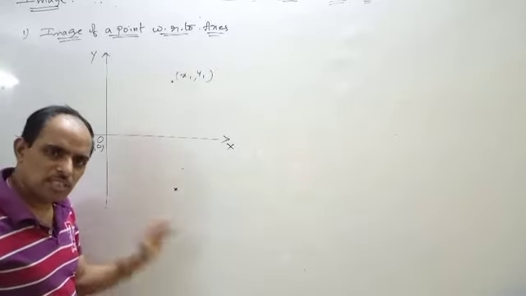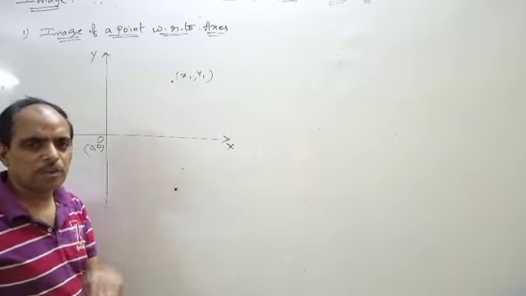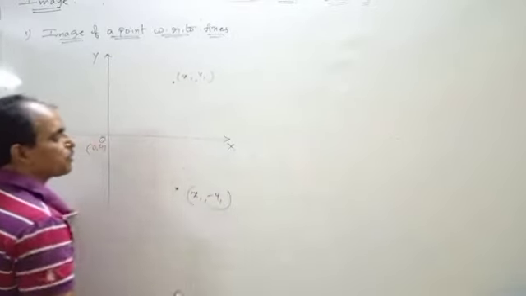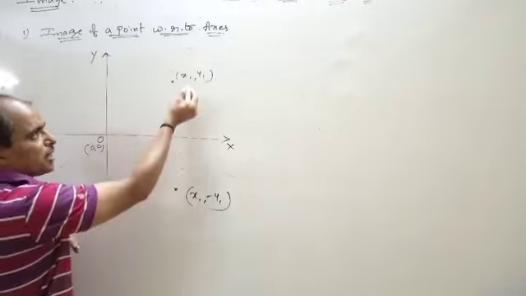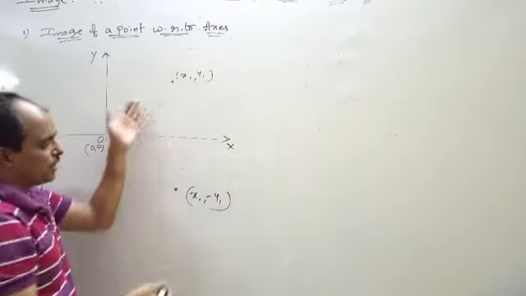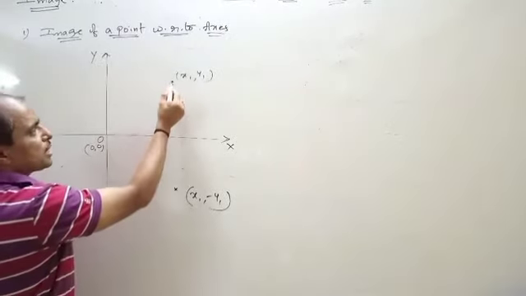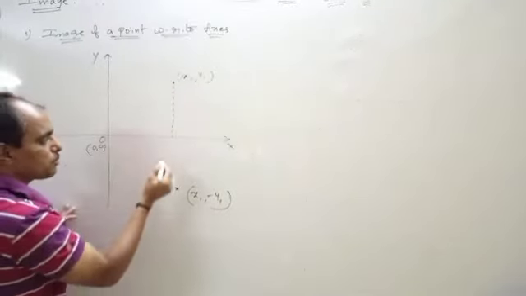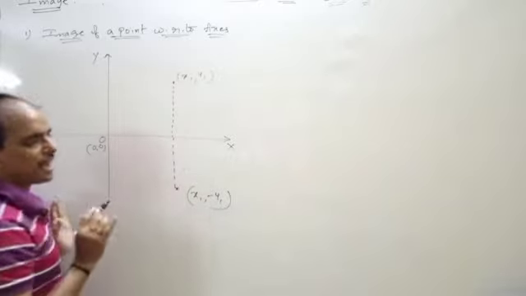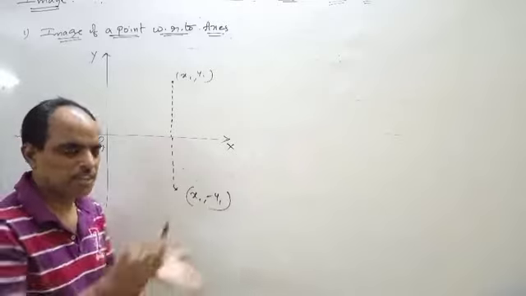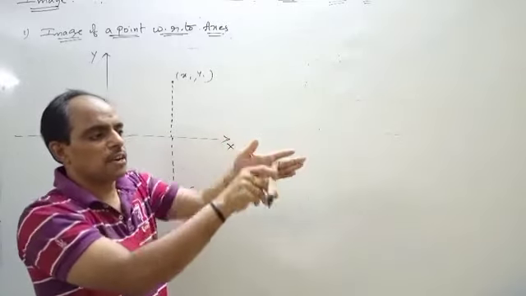The point belongs to the fourth quadrant. The x coordinate will be positive and the y coordinate will be negative. Now the point is x1 comma minus y1. So this will be the image of x1 y1 with respect to this. The distance from this point to this point is the same. This distance is y1, and this is also y1.